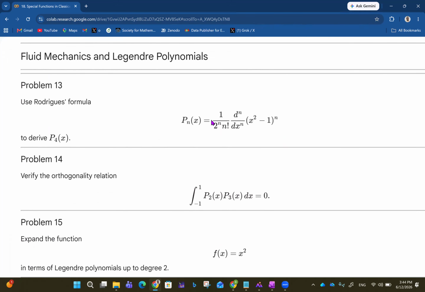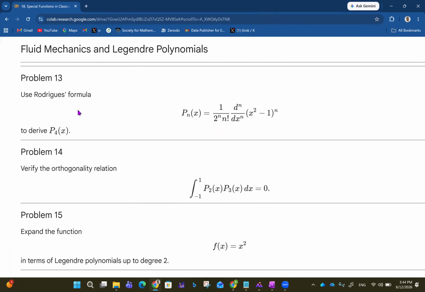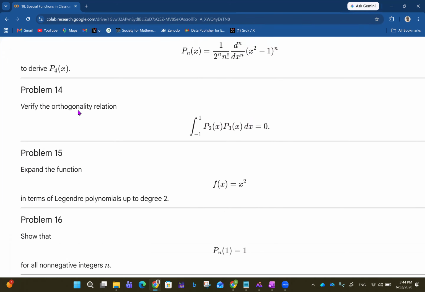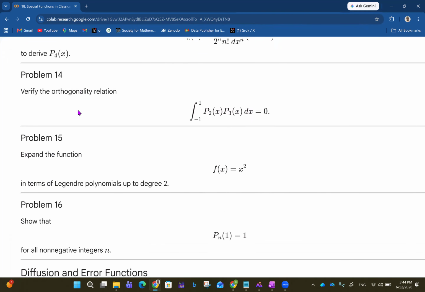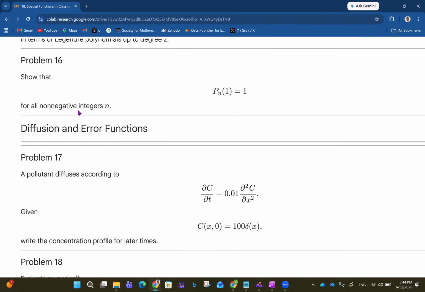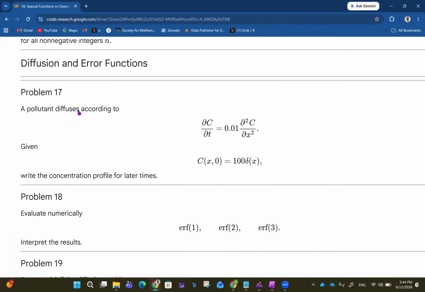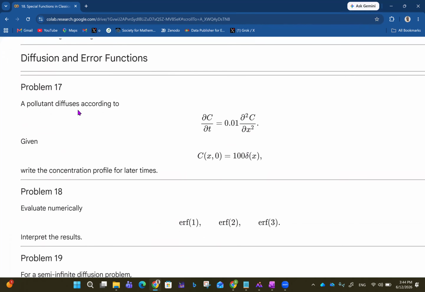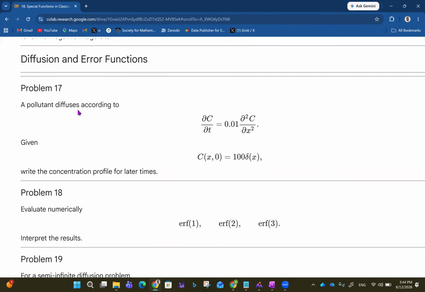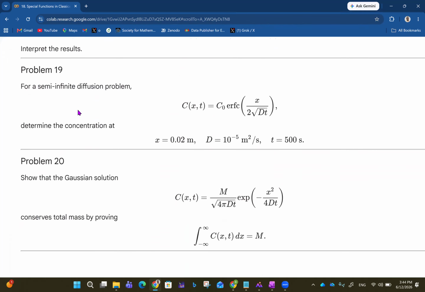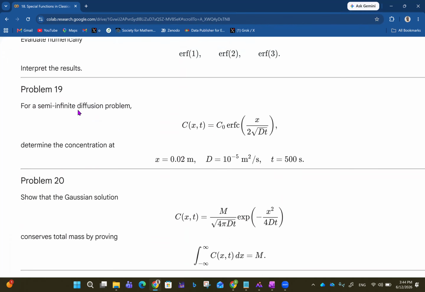So you have the Rodrigues formula for Legendre polynomials there. You have questions 13, 14, and 15. And then 16 is also part of that, to show that P sub n of 1 equals 1 for all non-negative integers n. Then you have diffusion and error functions. For diffusion and error functions, you have problems 17 and 18 as shown right now. And of course, 19 and 20 are also part of that.